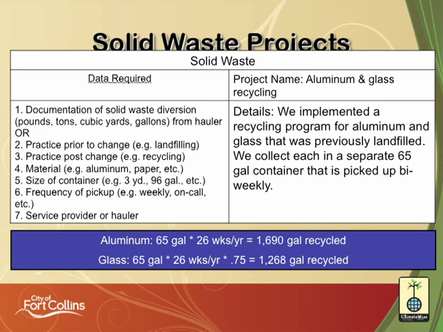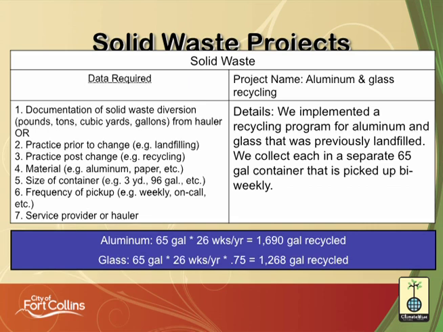We named our project Aluminum and Glass Recycling. A lot of times our recycling habits change, and so I feel like this is a pretty good representative example of what folks are doing. In this example, a partner implemented a recycling program for aluminum and glass that was previously landfilled, and they collect each in separate 65-gallon containers that are picked up bi-weekly. It's great detail. That's exactly what we need. I'm going to throw a little curveball in here because it's fun for me.